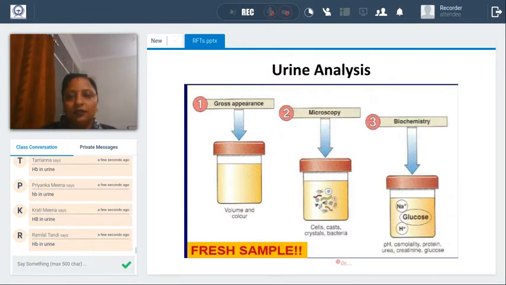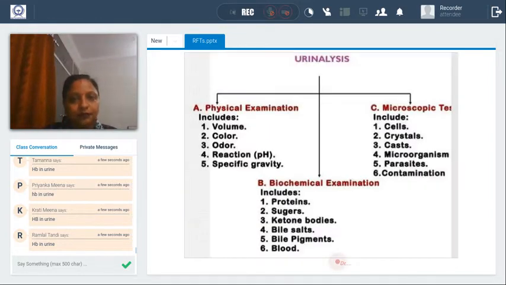This is urine analysis. We will not take it in detail. In urine analysis, there is gross appearance, meaning physical tests by volume and color, and microscopically cells and casts. You have already studied organized and unorganized sediments. And third is biochemical, like glucose, creatinine and all. So we will not go into detail for this urine analysis; we have already studied it in our practical classes.